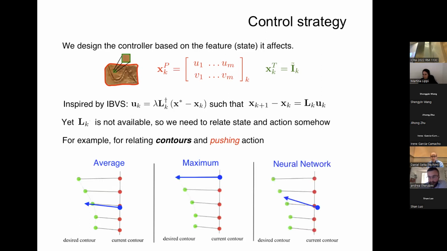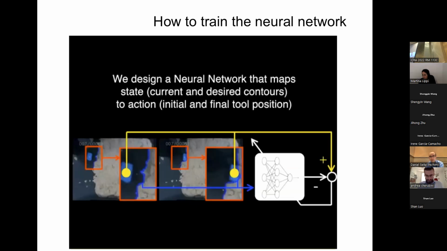The third one, which is quite trendy nowadays, is to use a neural network which can, given as inputs these current and desired contours, infer the blue arrow, the action needed to go from one to the other. So now the big issue is how to train such a neural network, which should map the contours in this image to the action, to the tool motion.